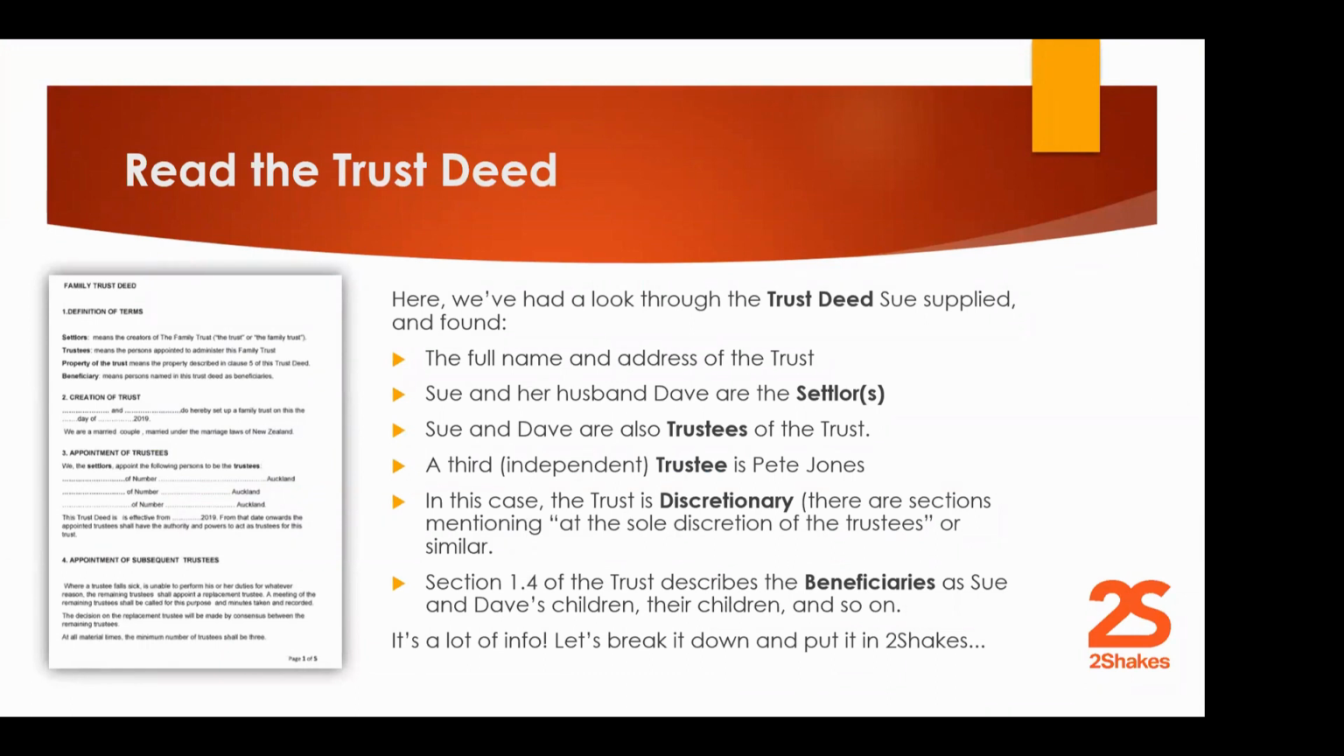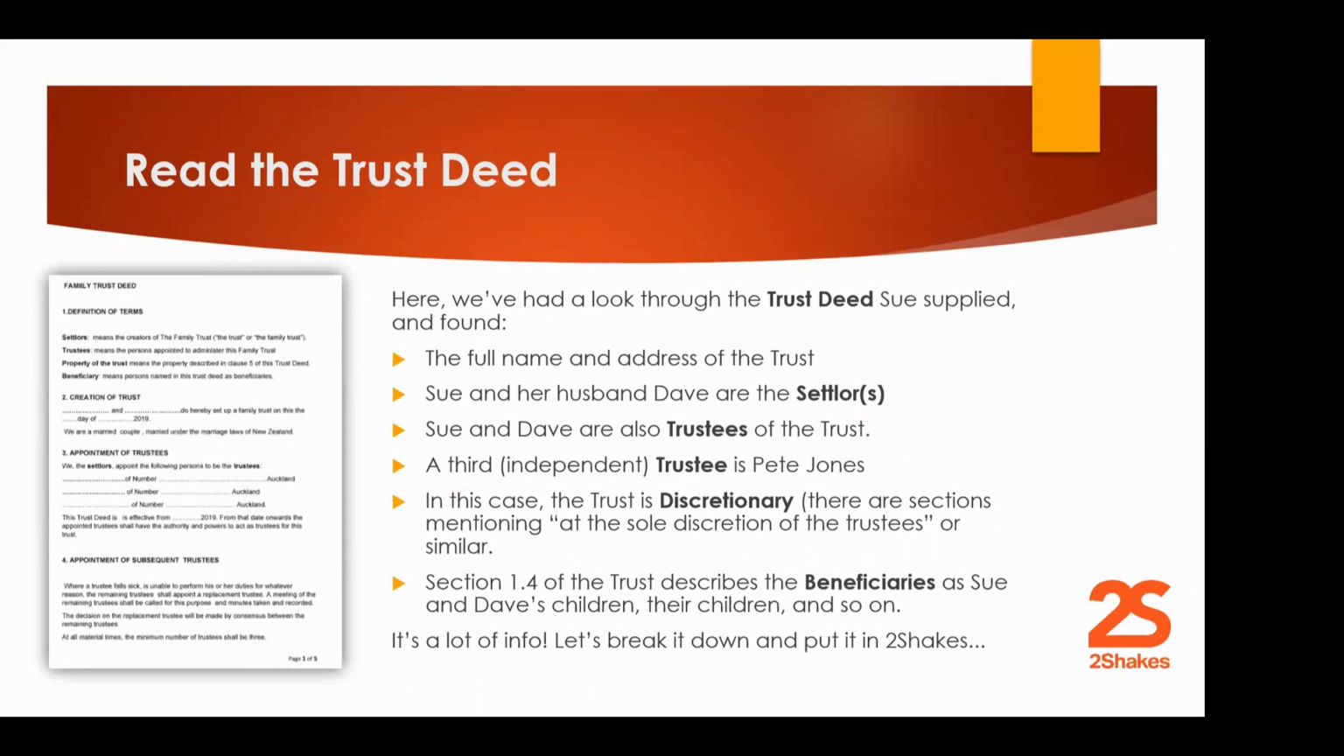So we're going to look through the trust deed. And we just verify, yep, the full name of the trust. We've got the address of the trust. That's normally on the front page. We can see now, reading the trust deed from the front page again, that Sue and her husband, Dave, are the settlors. They are also the trustees. And it's a discretionary trust. There's an additional trustee called Pete Jones.